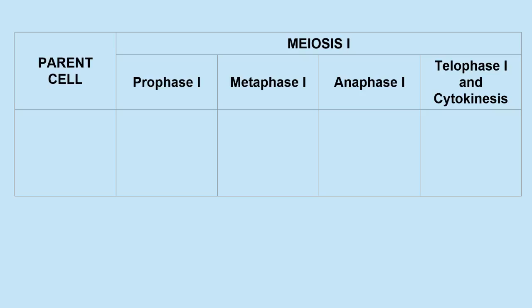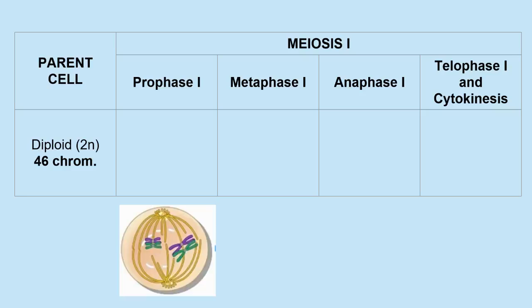So yeah, let us have the number of chromosomes and we will compare it with the parent cell. Let us proceed first with the meiosis I. Kung si parent cell po natin ay diploid and has 46 chromosomes, in Prophase I po, mapansin po natin, it is still 46 chromosomes, 23 homologous pairs.